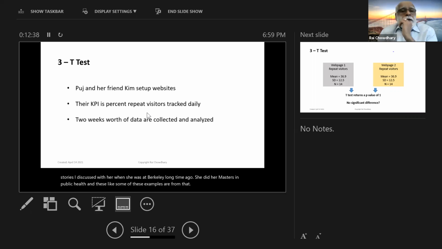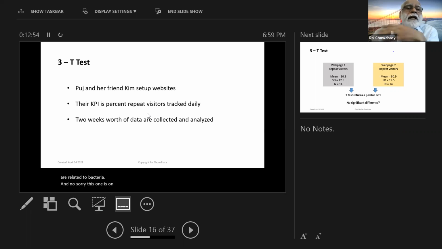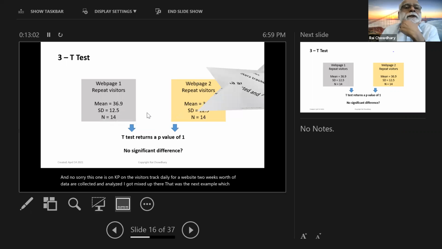All right, so there is a company that is making a certain solution with a certain objective of achieving CFU level. CFU is colony forming units, which are related to bacteria. And no, sorry, this one is on KPI, on the visitors tracked daily for a website. Two weeks worth of data are collected and analyzed. I got mixed up there. That was the next example, which I'll go to in a few minutes.